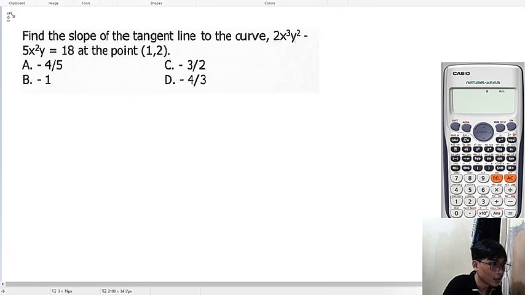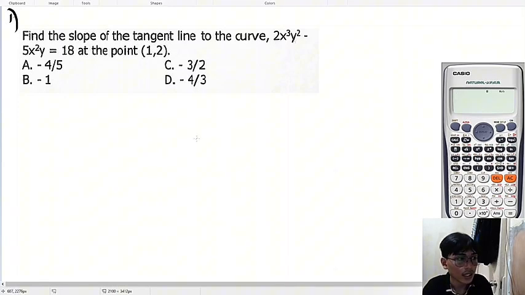First example. Find the slope of the tangent line to the curve 2x cubed y squared minus 5x squared y is equals to 18 at the point (1, 2). So we know that we have to get the slope of the tangent line, which is, if we want the slope of the tangent line, it is to get the first derivative of that function.